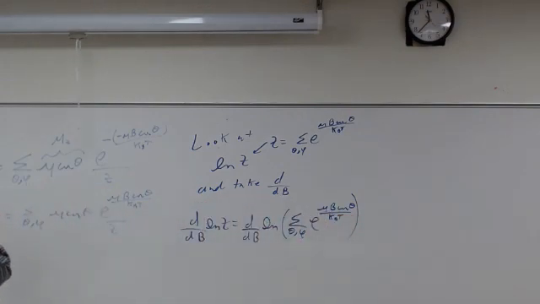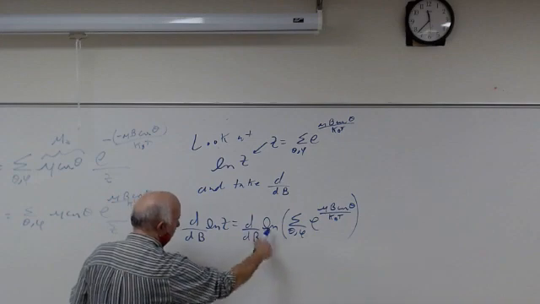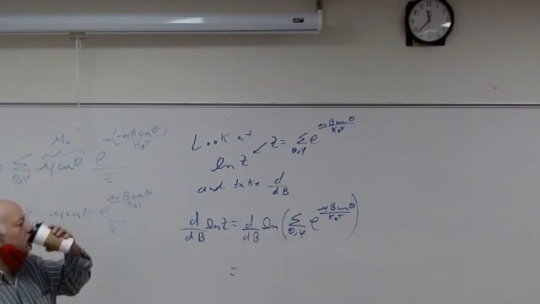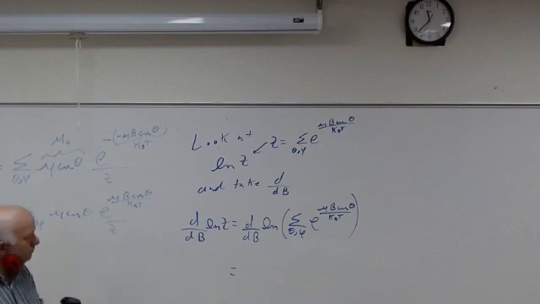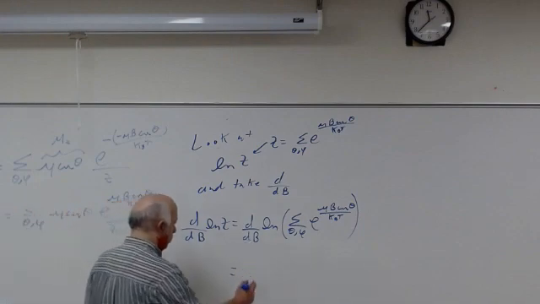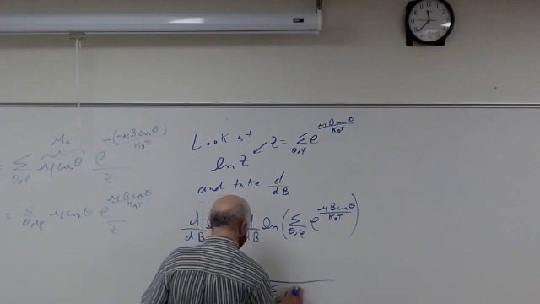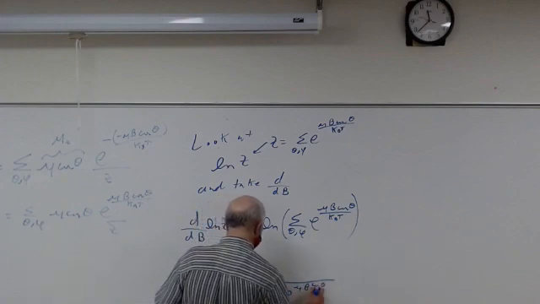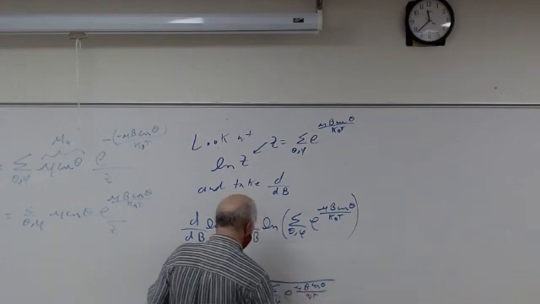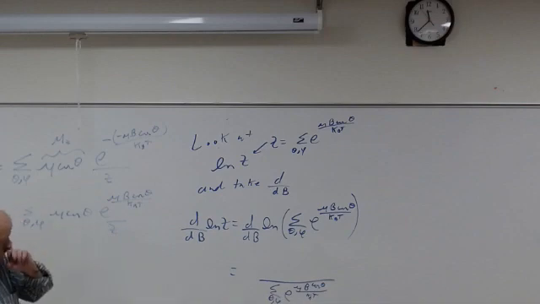Okay, what do you get? I take the derivative of a logarithm. It's 1 over the argument. Okay, so you have a whole mess in the bottom. What goes in the top? The derivative of the argument with respect to the derivative.